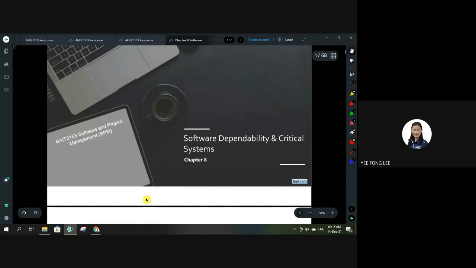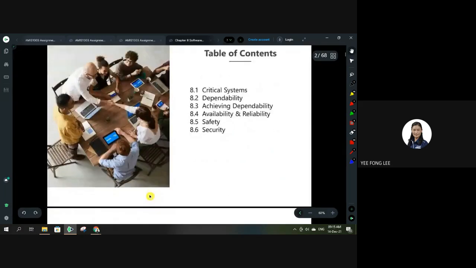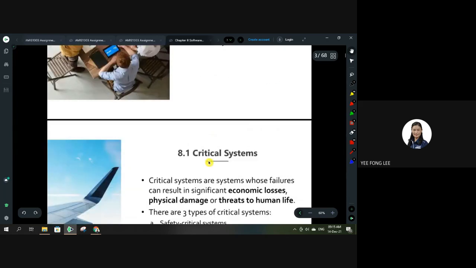Right, chapter number 8, final chapter, software dependability and critical system. So we'll do our best to cover all these 6 subtopics today. Critical system, dependability, achieving availability, reliability. Some of it actually we did cover in the previous chapter. Let's say availability and reliability. So some of it I will just skip through. Then the last part, safety and security.